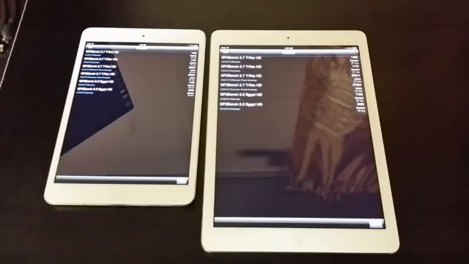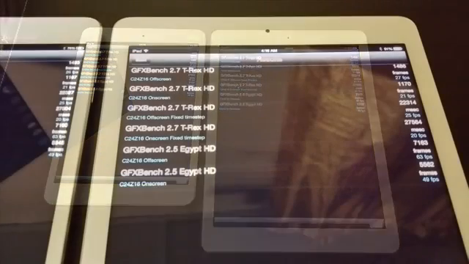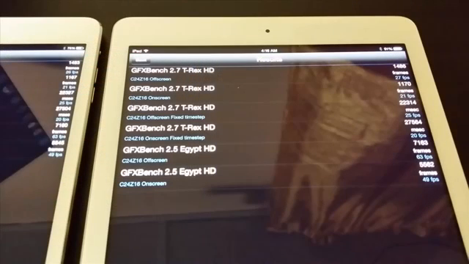Okay, so we have the final results for both of the tablets for all 6 tests. And just to make it clear, both of these tablets run at the same exact resolution, which is 2048 by 1536. And they have basically the same processing power. So what happens with the results is, if you look at the numbers from top to bottom and compare them to each other, you get the exact same results.